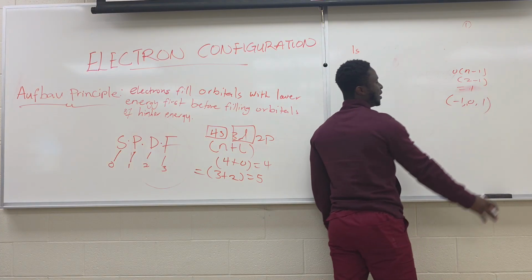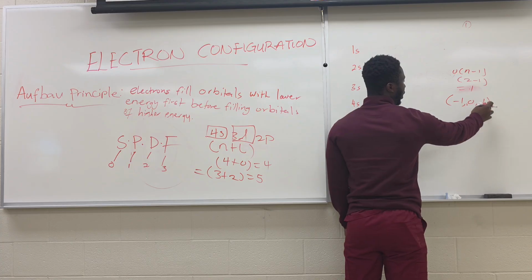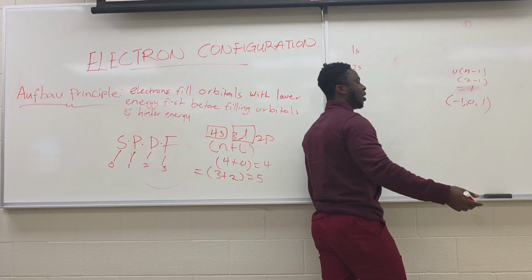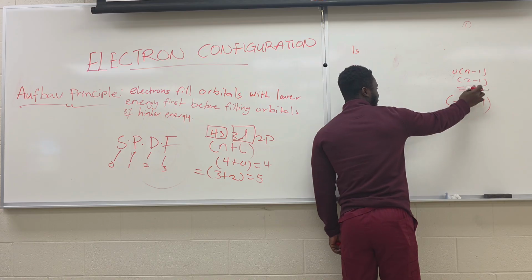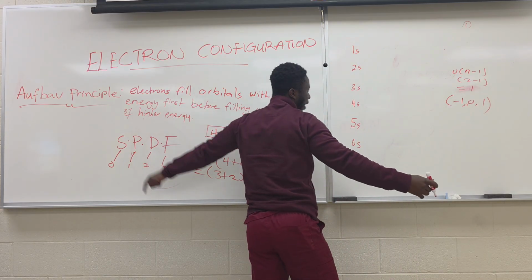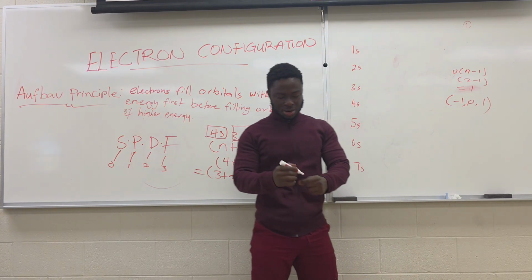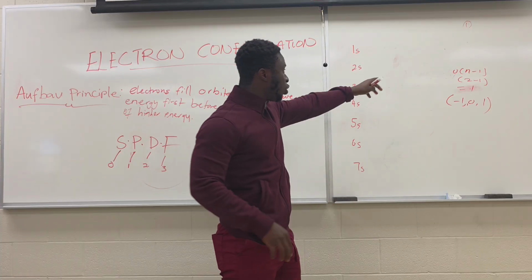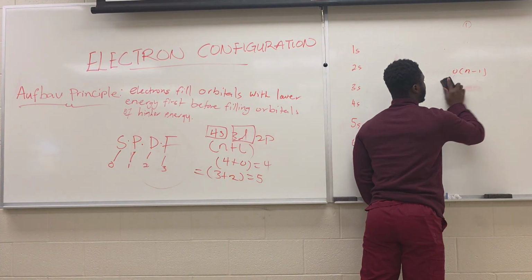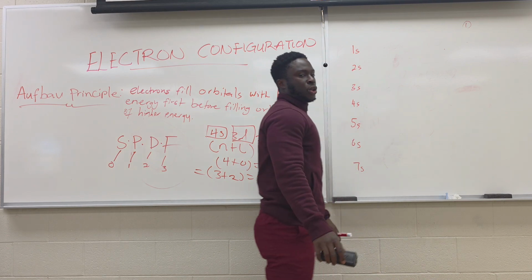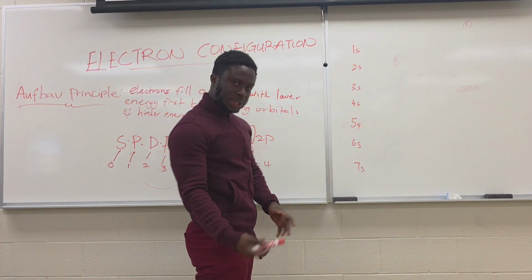And how many are these? It's 3. 1, 2, 3. So which subshell has 3 orbitals? P orbital. Or which subshell is represented by 1? P orbital. So when your energy increases to quantum number 2, you get a p orbital. So you don't start with 1p, you start with 2p.